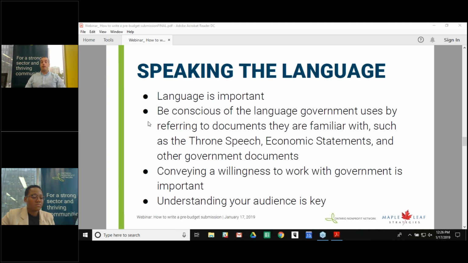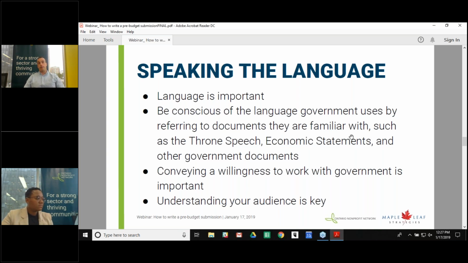So your language, especially in a pre-budget submission, has to really align nicely with what the government's priorities of the day are. And I think especially for the nonprofit sector, it couldn't be more important, because this is a sector that, not to generalize or stereotype, that this government will not see as a priority. That is just the truth.